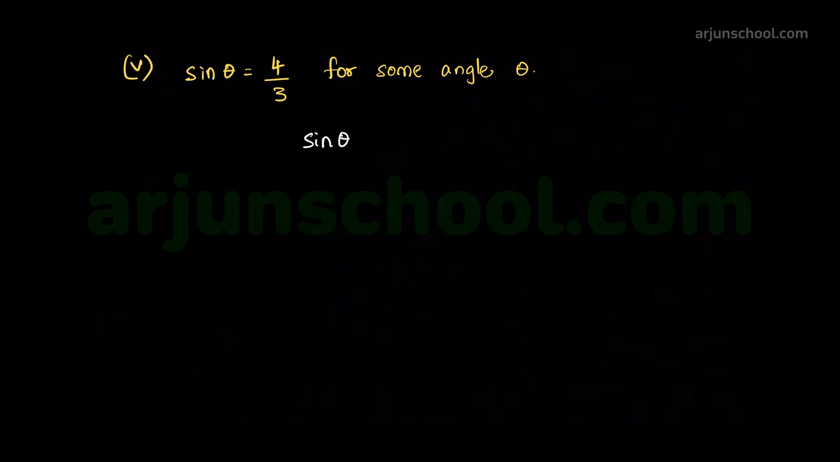Fifth problem. Sin theta is equal to 4 by 3 for some angle theta. This statement is false because the value of sin theta for any real angle lies between -1 and +1, including -1 and +1. But 4 by 3 is approximately 1.333 and so on, which is greater than 1. So it is not possible for any angle. Therefore, the given statement sin theta is equal to 4 by 3 for some angle theta is false.